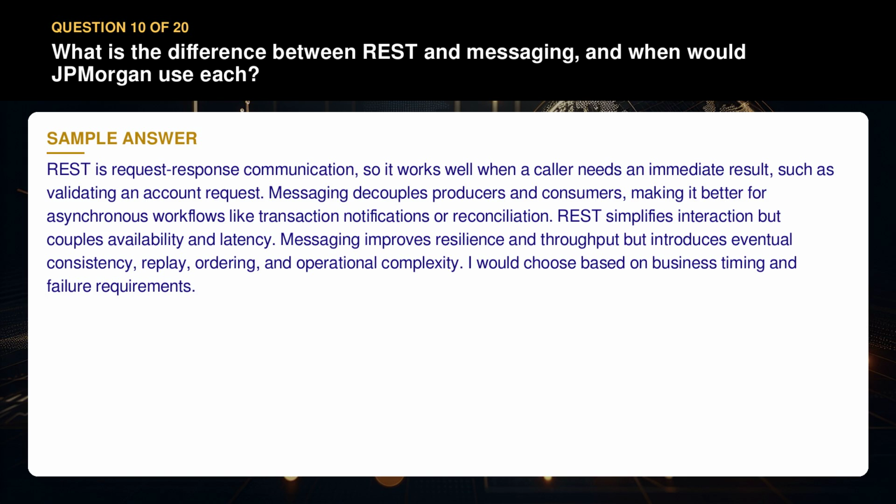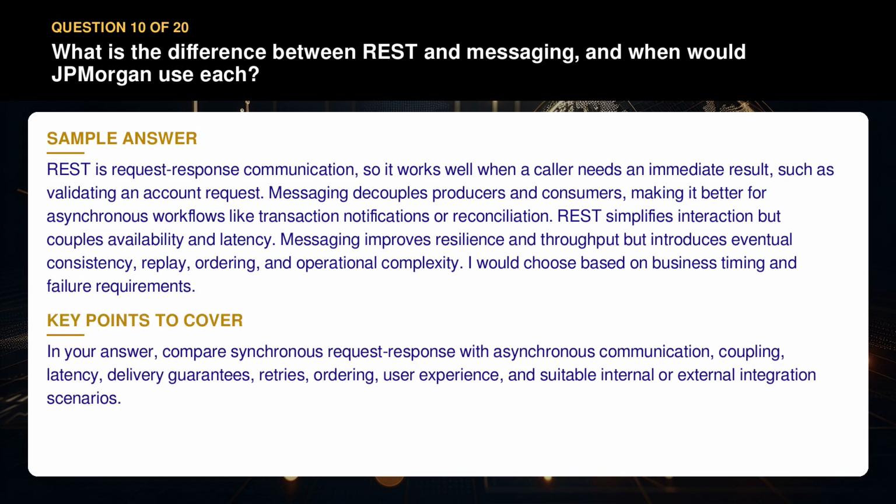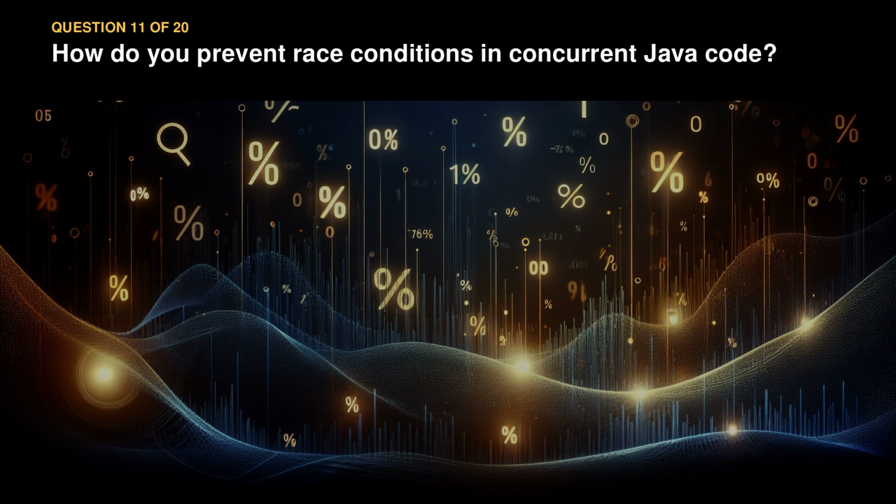REST simplifies interaction but couples availability and latency. Messaging improves resilience and throughput but introduces eventual consistency, replay, ordering, and operational complexity. I would choose based on business timing and failure requirements. In your answer, compare synchronous request response with asynchronous communication, coupling, latency, delivery guarantees, retries, ordering, user experience, and suitable internal or external integration scenarios. Question 11. How do you prevent race conditions in concurrent Java code?